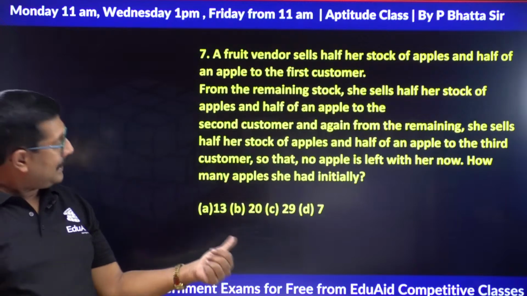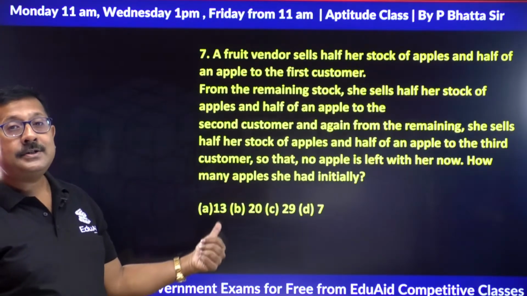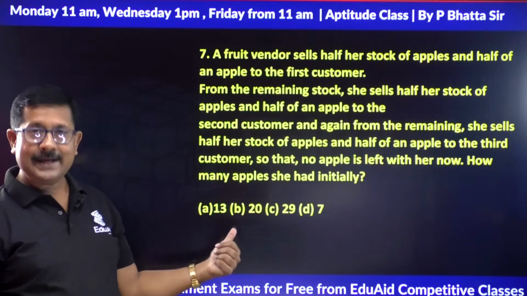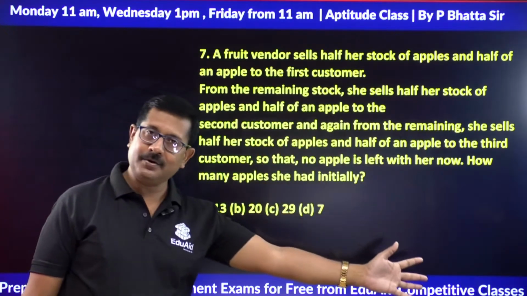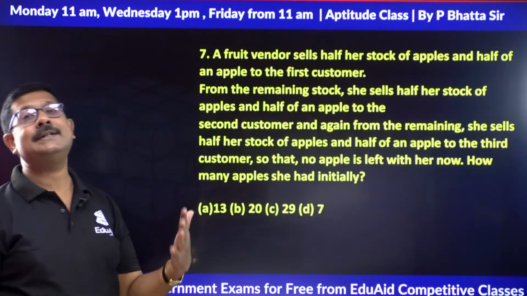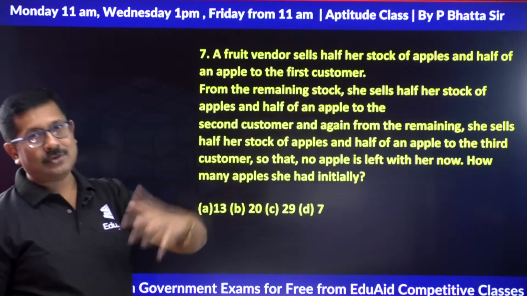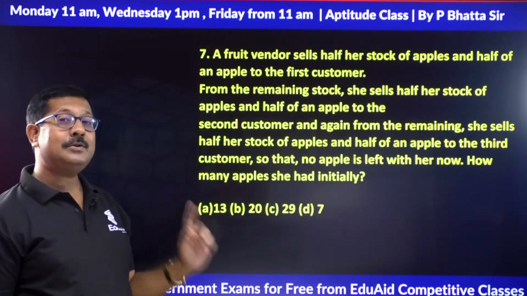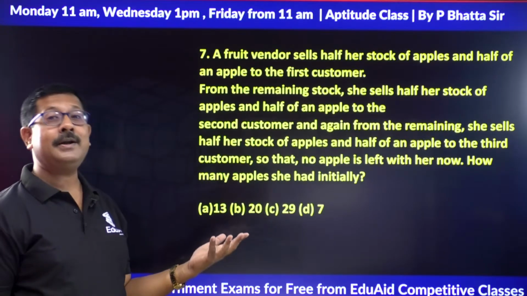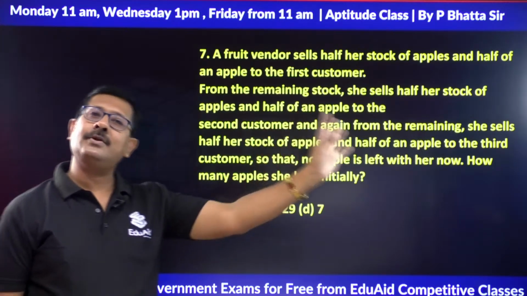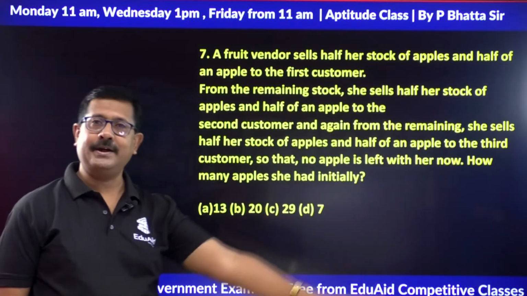তাৰমানে ফাৰ্ষ্ট কাষ্টমাৰ জনক কিমান এপল দিলে? 7 apples. এতিয়া এই ফ্ৰুট ভেণ্ডৰ জনৰ লগত কিমান এপল থাকিল? 13 apples initially আছিল, 7 apples ফাৰ্ষ্ট কাষ্টমাৰ জনক দিলে, এতিয়া তাইৰ লগত আছে 6 apples. 13 minus 7, 6 apples. তাৰ পিছত কি হ'ল? সেকেন্ড কাষ্টমাৰ জন আহিল। এতিয়া সেকেন্ড কাষ্টমাৰ জনক 6 ৰ পৰা হিচাপটো হ'ব, কাৰণ তাইৰ লগত এতিয়া 6 apples আছে। সো 6 appleৰ half her stock দি দিলে, half of 6 মানে 3.